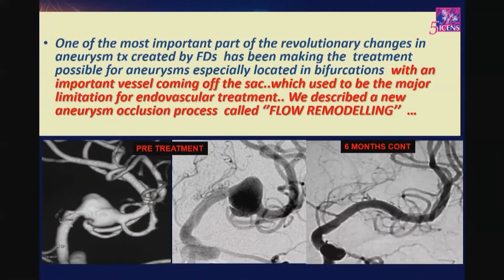So in the next 15 minutes, I'll talk about the concept of flow remodeling and then the vascular treatment of cerebral aneurysms. And I think we should have a different look at aneurysm occlusion if we watch all these discussions. One of the most important parts of the revolutionary change in aneurysm treatment by flow diverters has been making treatment possible for aneurysms, especially in bifurcations, especially in locations where some side branches are coming out of the aneurysm site. So we had to describe a new aneurysm occlusion process called flow remodeling.